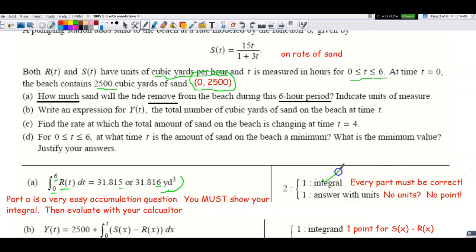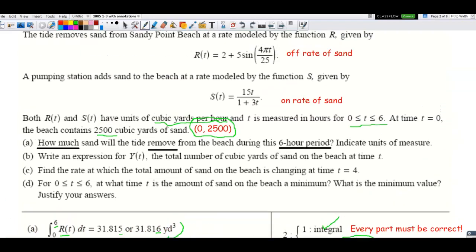You get 1 point for the correct integral, and every part of the integral must be correct. And you get 1 point for the answer, and that is with units. If you don't put the units, you don't get the answer. Let's go back to part B.